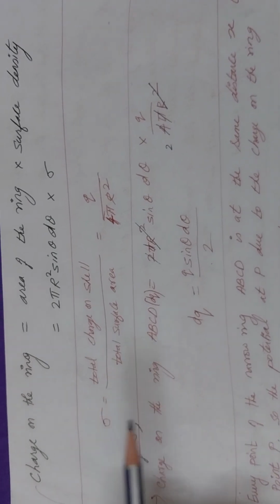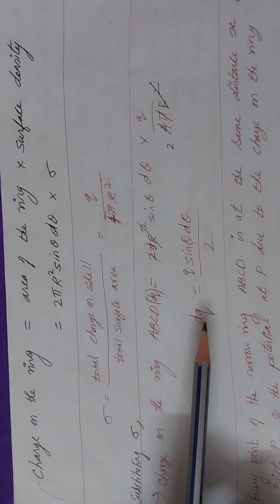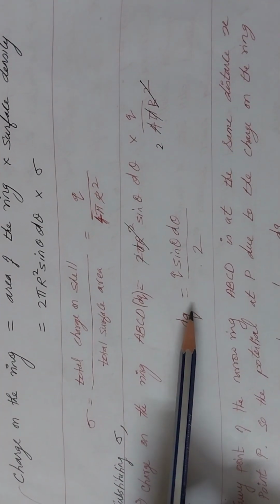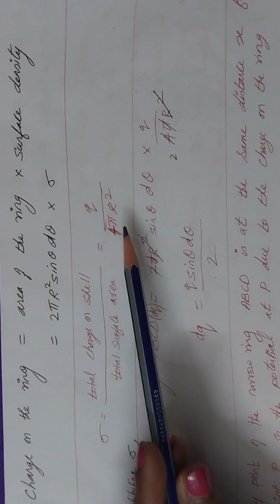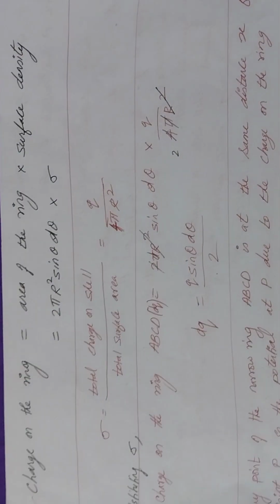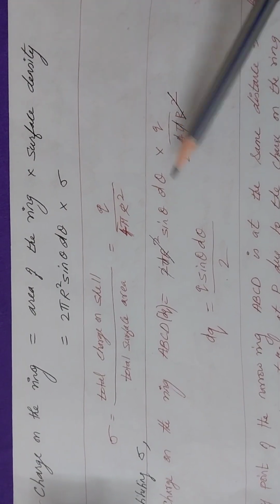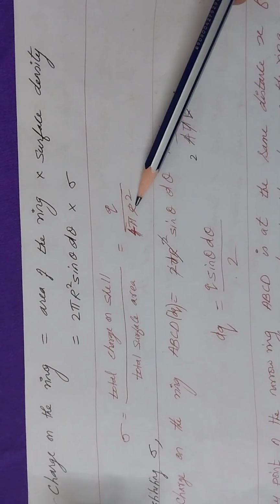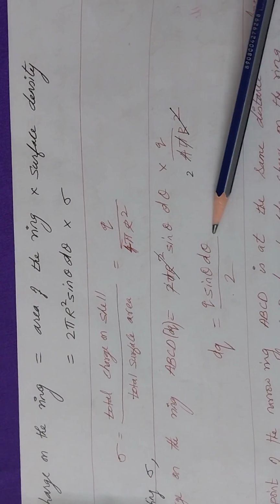Substituting for this sigma, we get the charge on the small ring ABCD, dq, equal to 2 pi R square sin theta d theta into Q by 4 pi R square. The 2 and 4 get cancelled, pi gets cancelled, and R square and R square get cancelled. So finally we have Q sin theta d theta divided by 2.